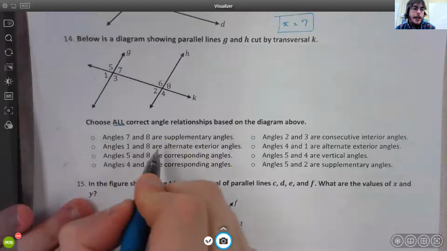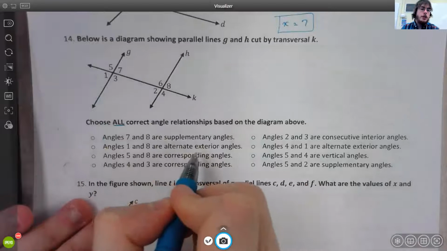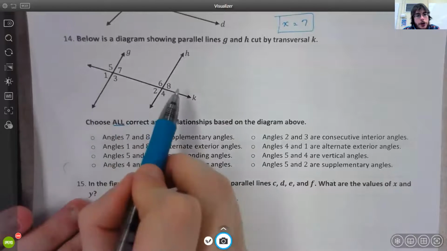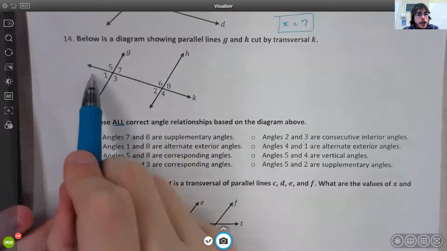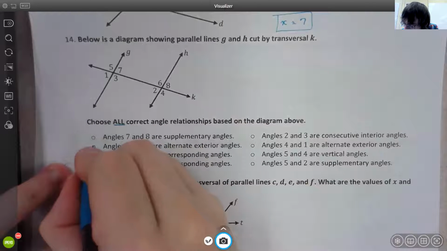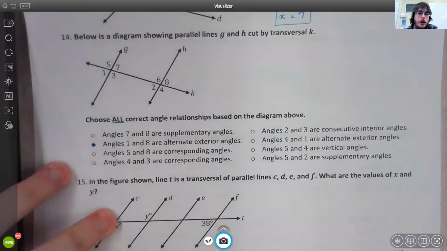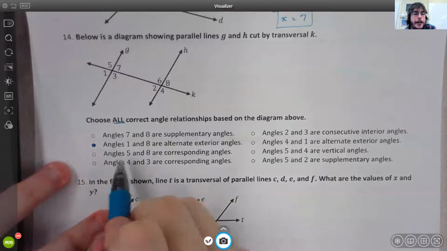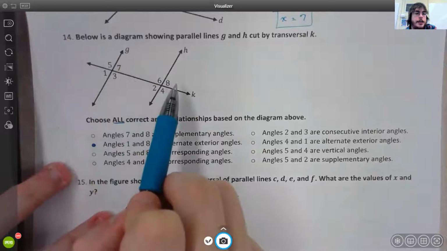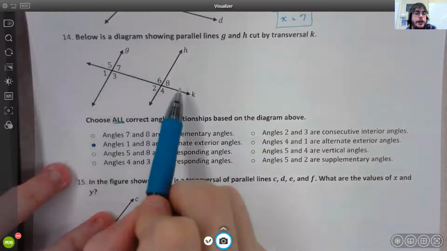Next one, angles 1 and 8 are alternate exterior angles. So 1 and 8 are here. We see that they're both in the exterior. And we do see that they're on opposite sides of the transversal. So we're good bubbling that one in. Next one, angles 5 and 8 are corresponding angles. 5 and 8, they're both on the same side, so that checks out.